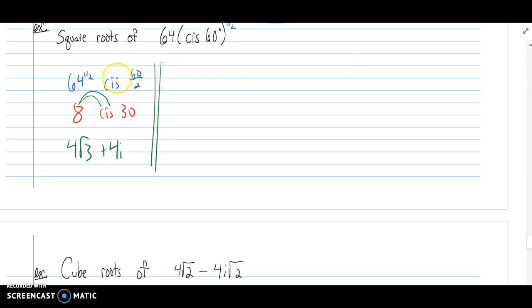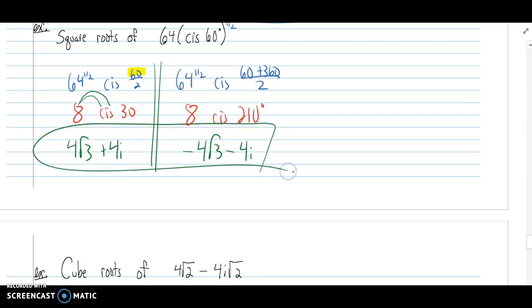So to find the next one, we'll take that blue line, write it out again, but the only difference now is we have 60 plus 360 divided by 2. So once again, this is where we're getting this coterminal angle, adding 360 onto that angle, and now evaluating from there. 60 plus 360 is 420, divided by 2 is 210, so 8 cis 210. And when we evaluate that, we should get an answer of negative 4 root 3 minus 4I. So those are our 2 answers for this problem.